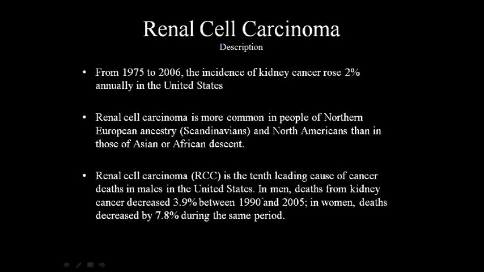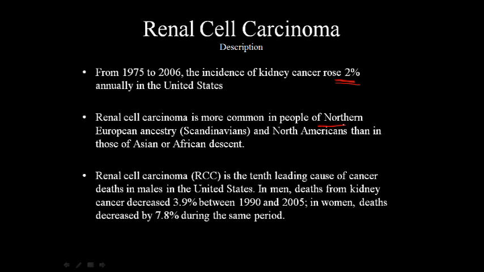From 1975 to 2006, the incidence of kidney cancer rose 2% annually in the United States. So basically, the number of people that experience renal cell carcinoma, or kidney cancer as a loose generic term, has gone up over the course of the years, each and every year.